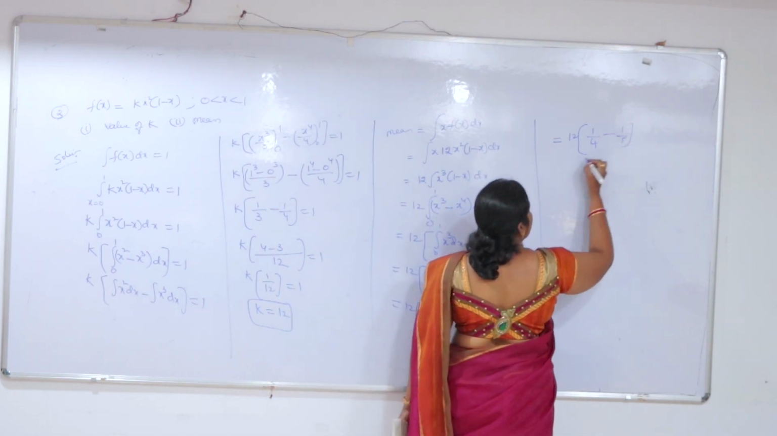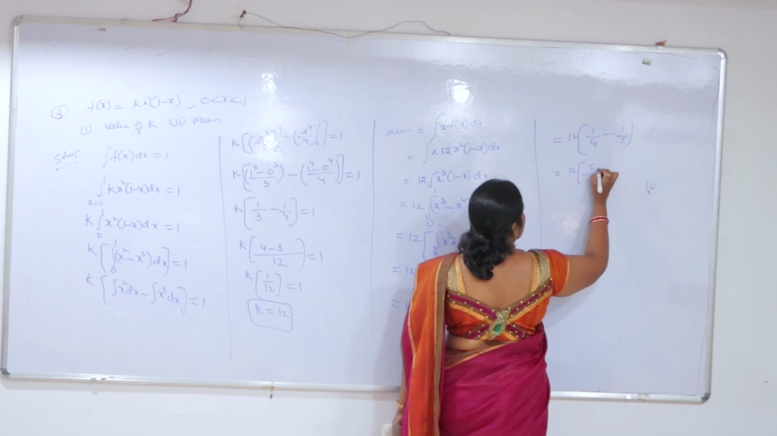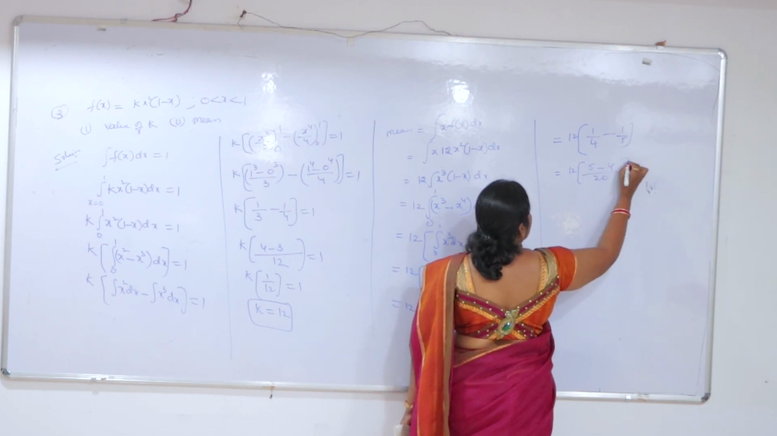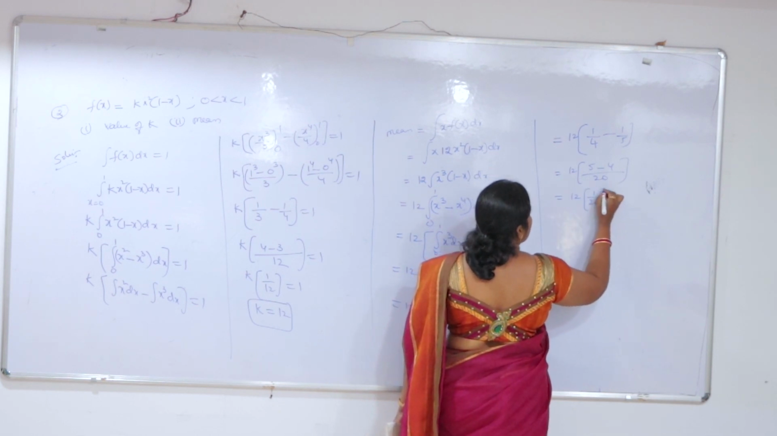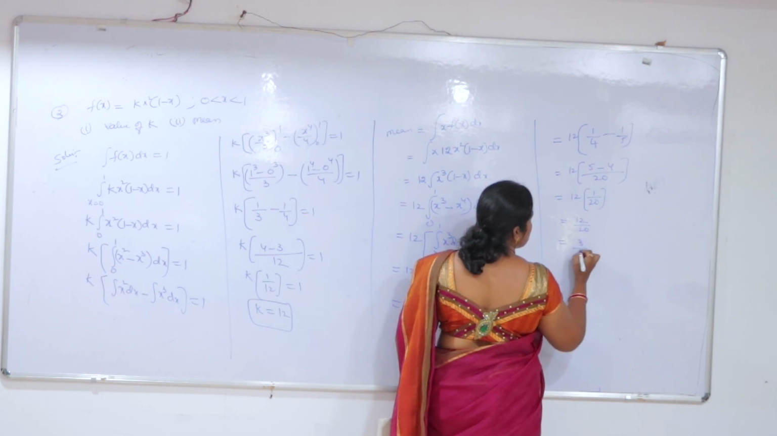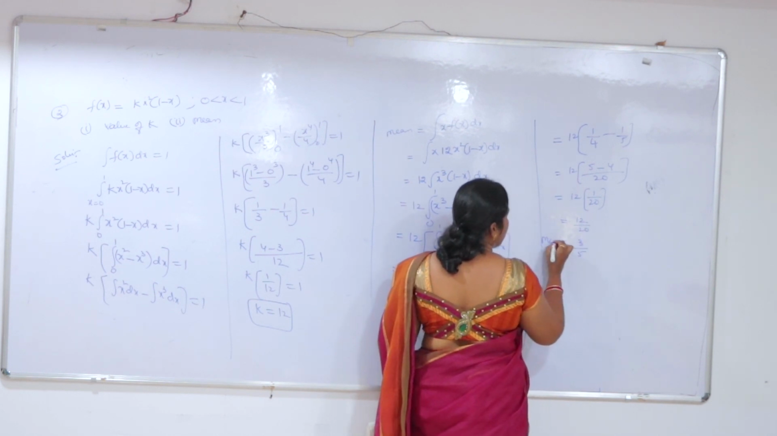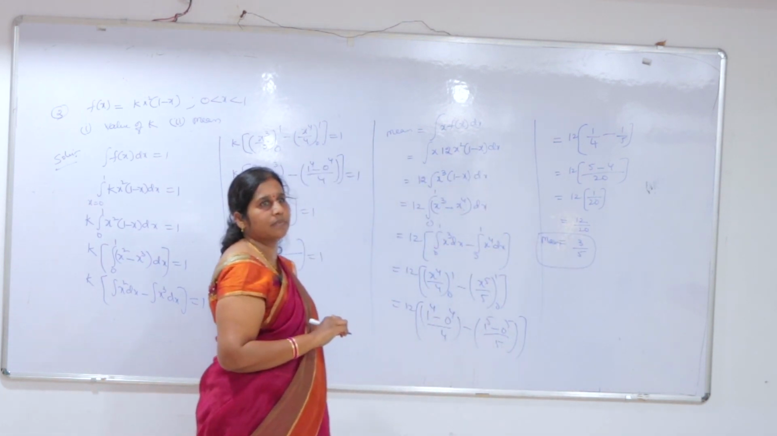So take the LCM between 4 and 5, which is nothing but 20. So 4 5s are 20 and 5 4s are 20, which is nothing but 12 into 5 minus 4, 1 by 20. So the answer is 12 by 20, which is nothing but, 4 3s are 12, 4 5s are 20, so the mean of this particular distribution is 3 by 5.